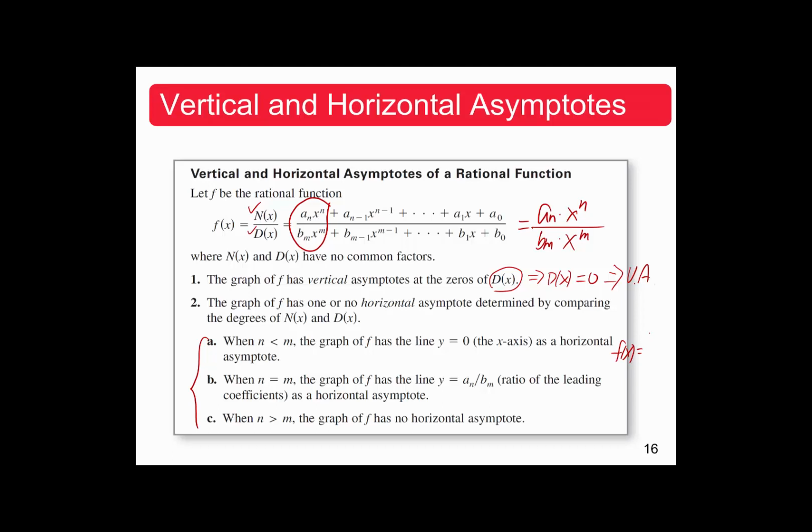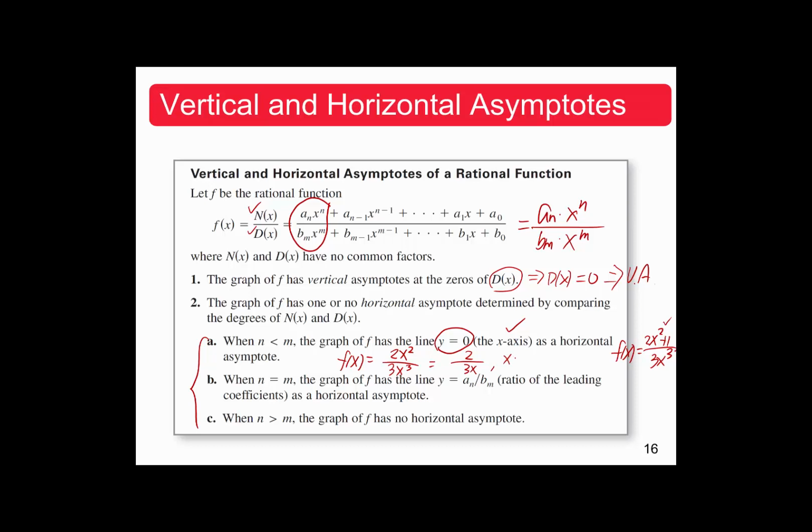For example, let's say we have a rational function when n is smaller than m, so 2x squared plus 1 over 3x cubed. If you look at it, the leading power on top is 2, on the bottom is 3. When the leading power on top is smaller than the leading power on the bottom, y equals 0, the x-axis, becomes the horizontal asymptote. You can perform this analysis on f of x. Drop the constant on top, so you get 2x squared over 3x cubed. If you simplify, it becomes 2 over 3x.